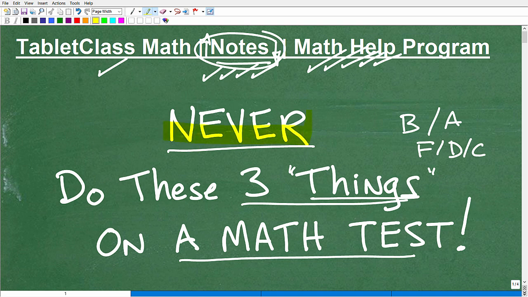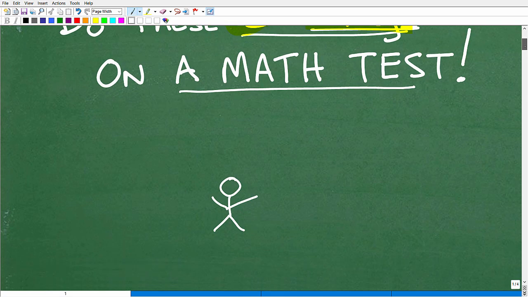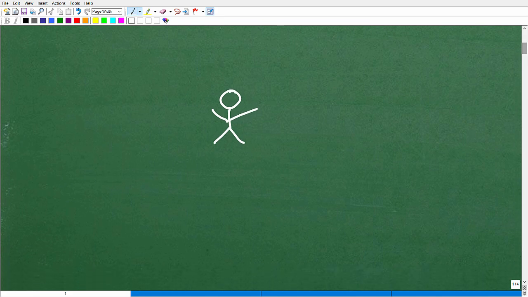All right, so you never ever, for the most part, want to do these three things. Now, I say for the most part because there are exceptions, and I'm going to talk about this here in a second. All right, so let's get to these three things, okay? So what is the first thing that you never want to do on a math test? This is almost like non-negotiable, okay? This one, I'm trying to think of an exception. I really can't think of an exception right now. The first thing you don't want to be doing is to finish the test early, okay?